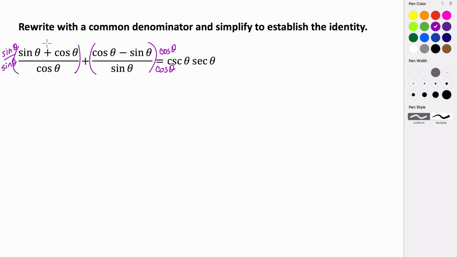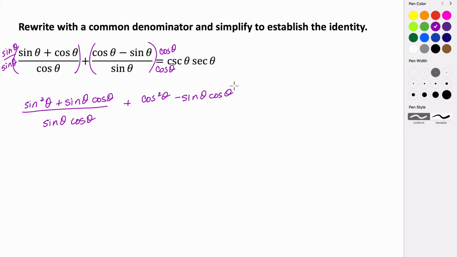So in the numerator, when we distribute the sine through, we get sine times the sine is sine squared theta. Sine times the cosine is exactly that, sine of theta times the cosine of theta. All of this is going to be over sine of theta times the cosine of theta. And then plus, so cosine times the cosine is cosine squared theta. And then cosine of theta times negative sine theta is exactly that. Negative sine theta times the cosine of theta. And then again, all of this is divided by sine of theta times the cosine of theta.